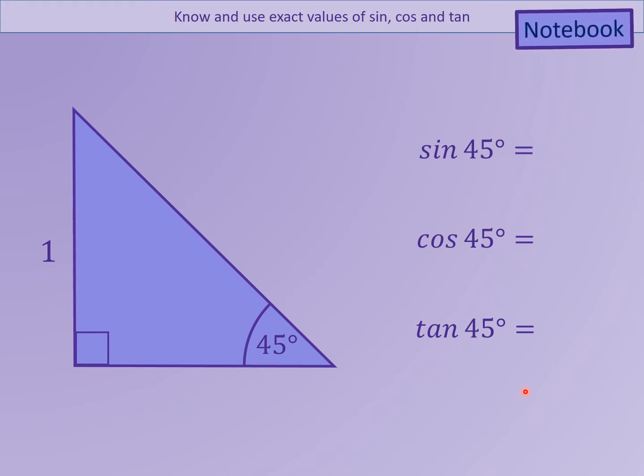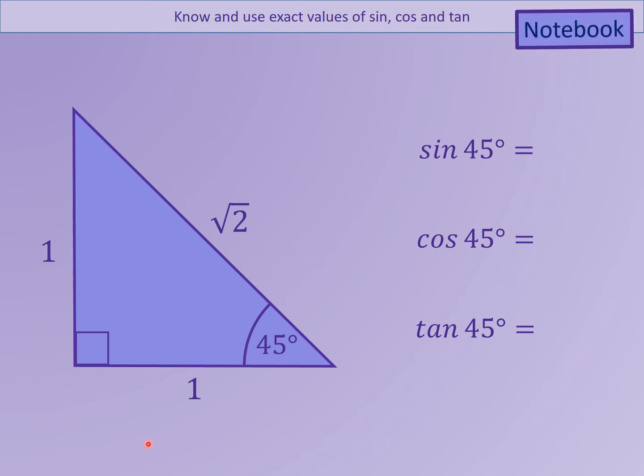Okay, so because it's 45, you probably guess that that's 45, and therefore this is an isosceles triangle. So if that side is 1, this side is going to be 1, and therefore using Pythagoras' theorem, you can see that that side is going to be root 2.